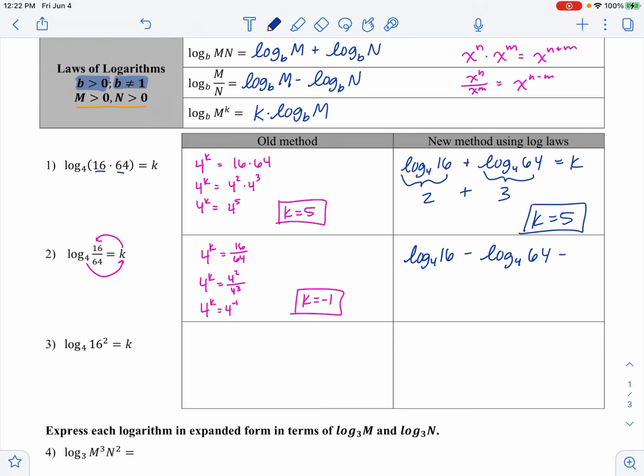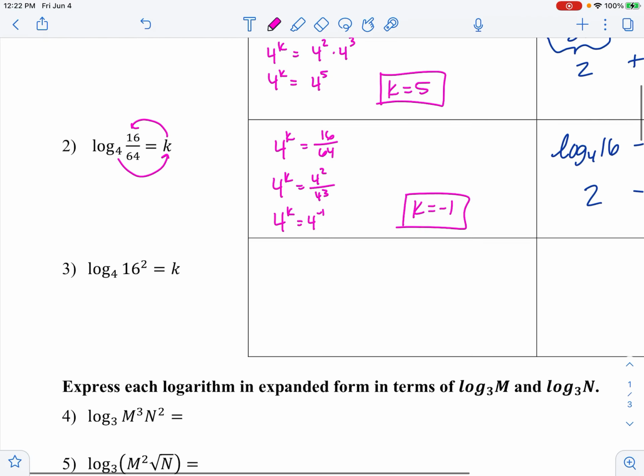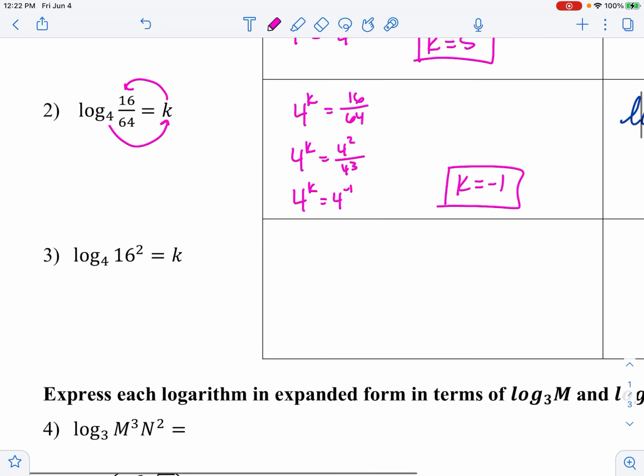I'm going to cheat a little bit again because up above I already know each of these logs, so I have 2 minus 3. What does that equal? That equals negative 1. So again, we get negative 1 as our answer. We just can go about getting that answer 2 different ways. Last one here. Let's see what's happening with this power to a power situation.